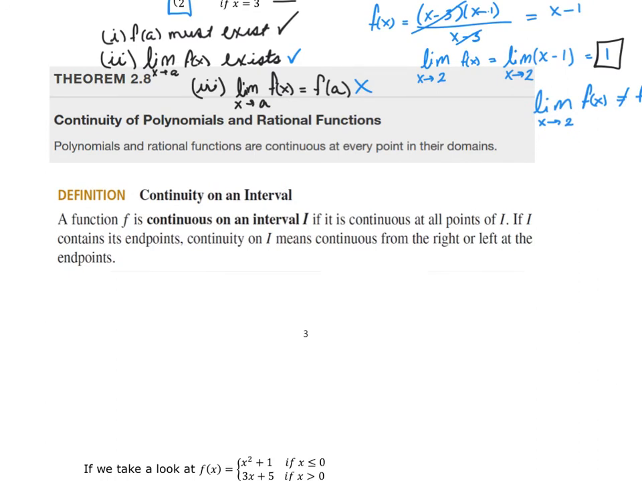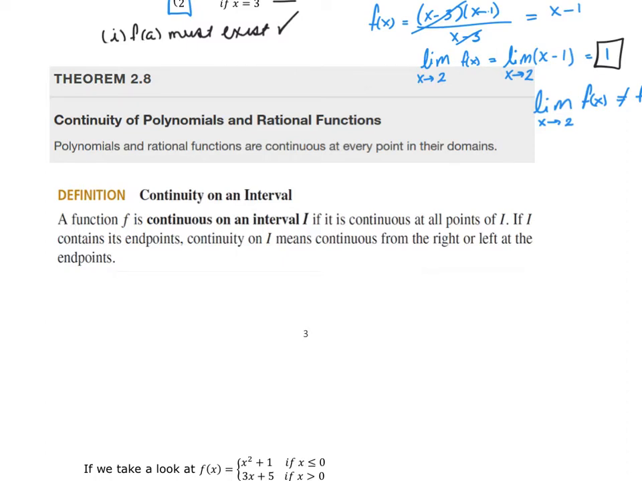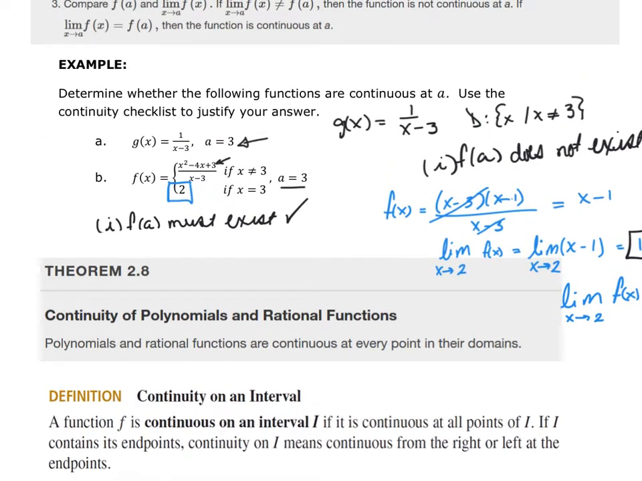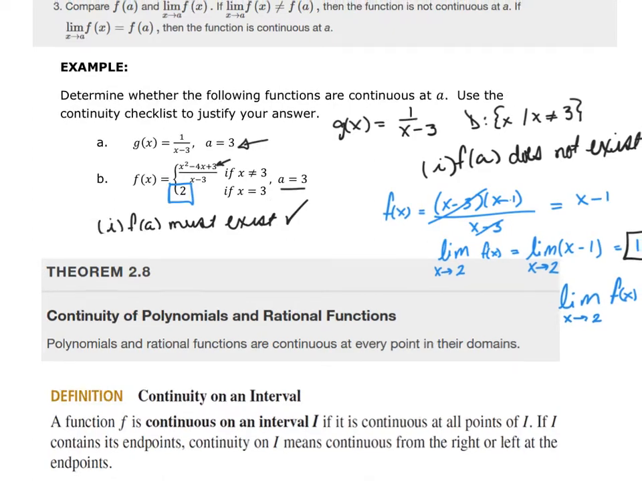So let's take a look at our theorem here, 2.8. Theorem 2.8 says all polynomials and rational functions are continuous on their domains. So if we take a look at both of these, g of x is a rational function. It is continuous on its domain. Its domain is everything but 3. So yes, g of x equals 1 over x minus 3 is continuous everywhere except for 3. And polynomials are continuous everywhere on their domain.